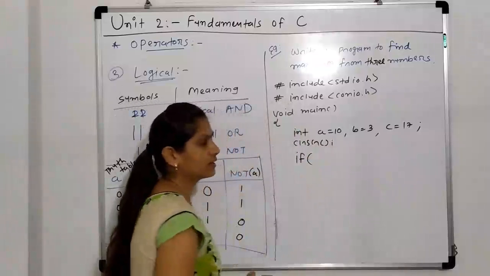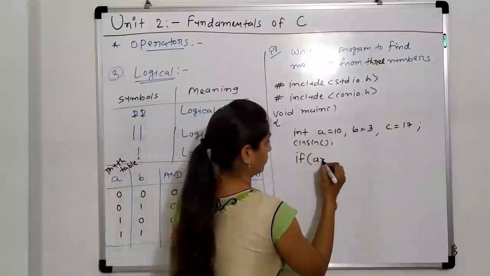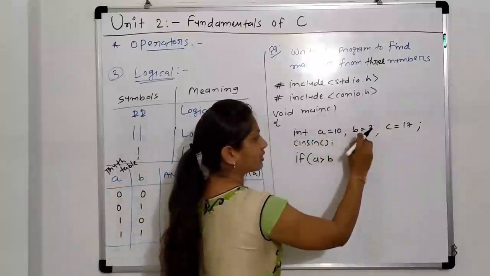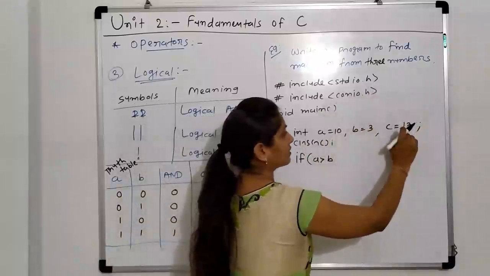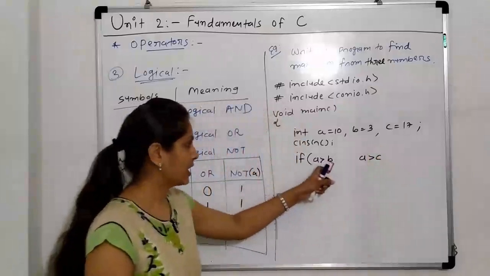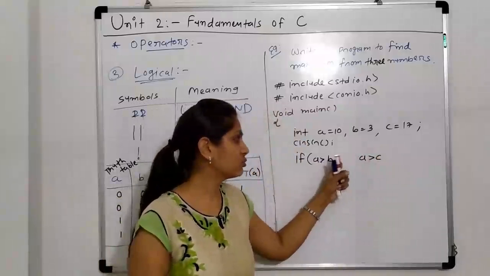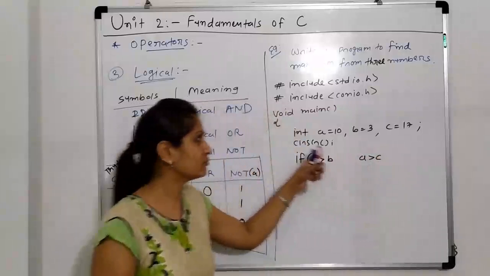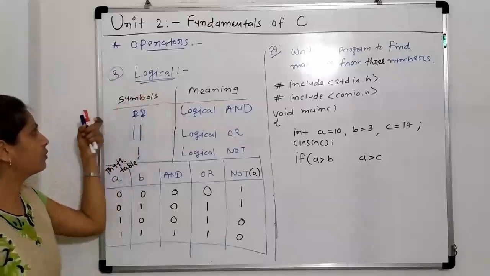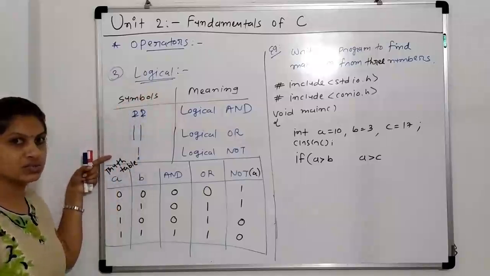Now we have to check first, A greater than B, yes or no. A is checked with B. Now A is checked with C. So again check, A is greater than C. Now there are 2 conditions. So to check 2 conditions at a time, we have to apply logic gates. Now there are 3 options. So what option are you choosing?